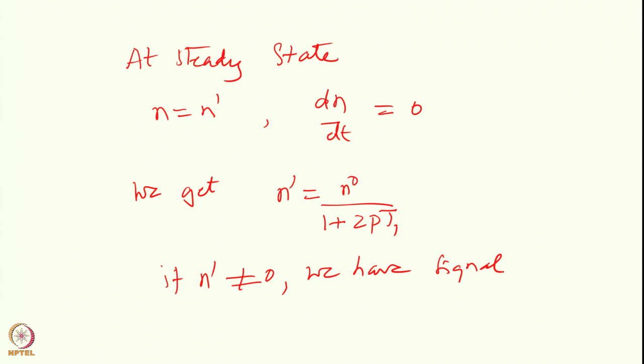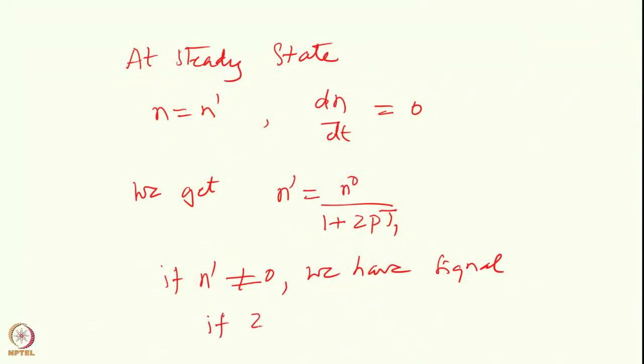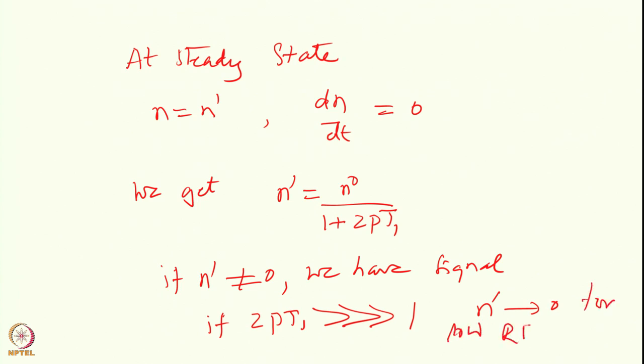In fact, there is a story here. Gorter actually discovered this phenomenon in the very beginning. However, he did the experiment but he could not detect the signal for the simple reason that he chose a sample which had a very high T1 value. When the T1 value is very large, what happens? If 2pT1 is far, far larger than 1, then N dash goes to 0 even with very low RF power.